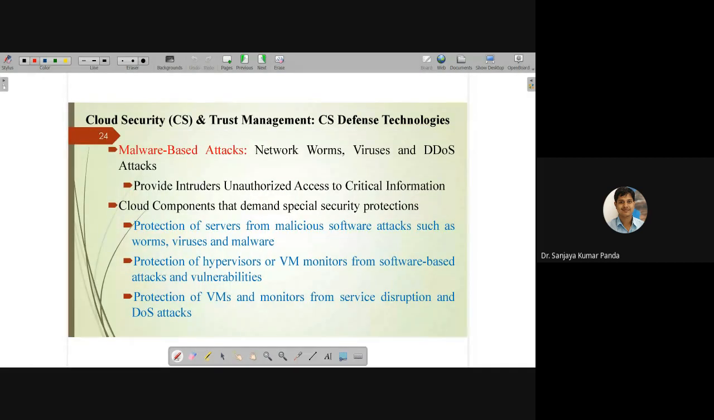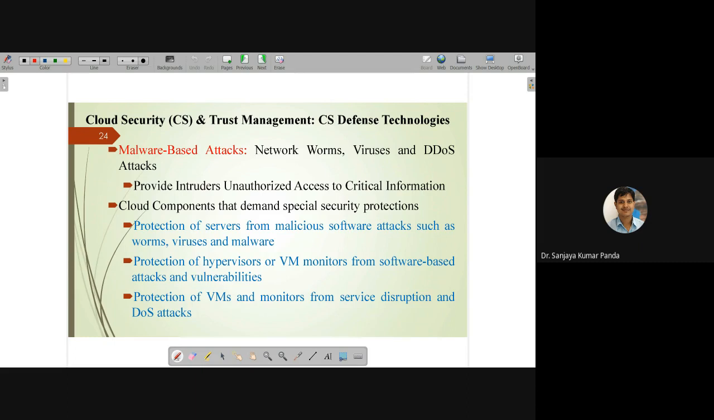Yes, there is another attack that is called a malware-based attack. That is because of network worms, viruses, and DDoS attacks. So you can look into this attack and provide some solutions so that such attacks can be avoided. Like intruders may gain unauthorized access to critical information. If there is any critical information, you can go for two-layer security. Instead of one layer, you can go for two layers, so that even if we break one layer, another layer is there to protect from the attack.